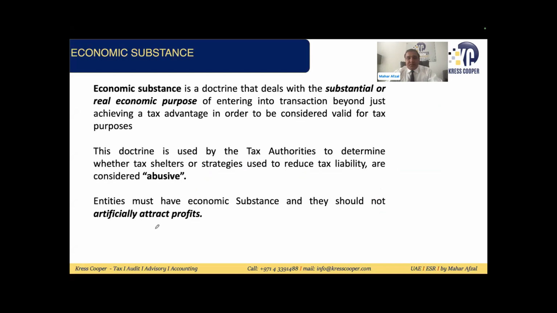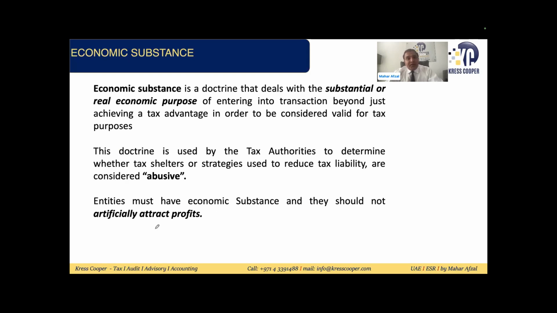Economic substance. The core objective of economic substance is basically that whenever a transaction is being made, there's a commercial sense, there's an economic reason, there's a substantial real economic purpose behind this. This is the core doctrine of economic substance. Wherever you have a transaction, wherever you have income, you must have a commercial reason, a substantial real economic purpose.